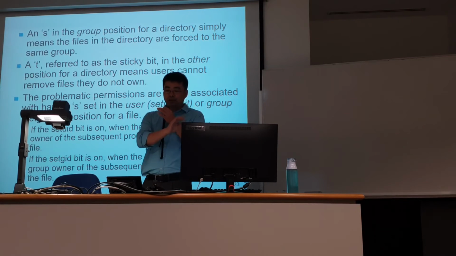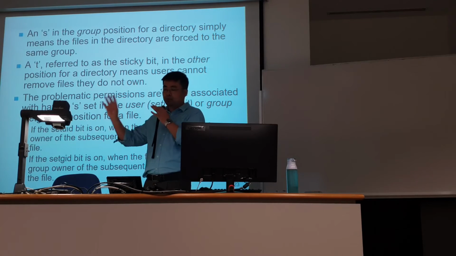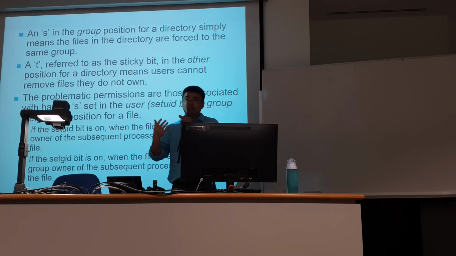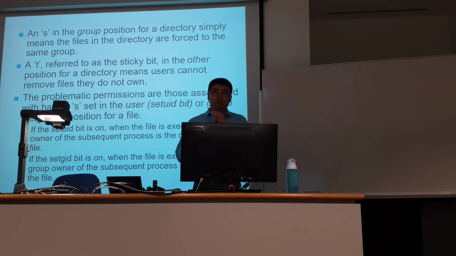If the set UID is not on, this S is not on, and someone executes this program, then you create a process based on the program. In this case, the process has the same permission as the user who runs it. For example, I create a program and put it in the Unix machine. Now I say I allow anyone to execute this program.